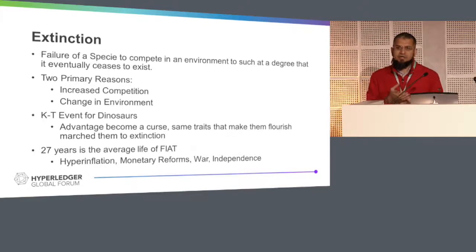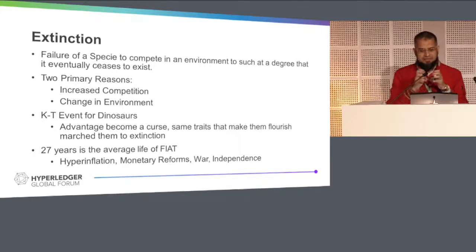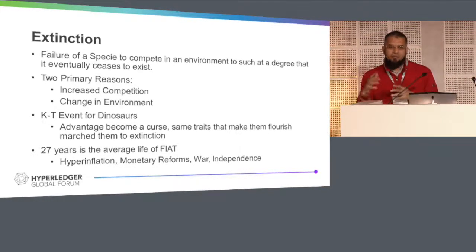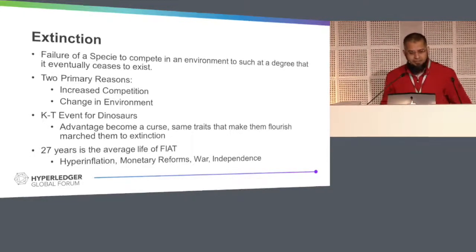And this KT event has already started with the Lehman Brothers bankruptcy and the financial crisis of 2008. So all of the things that were supporting fiat are kind of working against it. Two primary reasons for extinction: increased competition and change in environment. And we clearly see there is an increase in competition in the blockchain domain and fintech, and a change in environment as well.